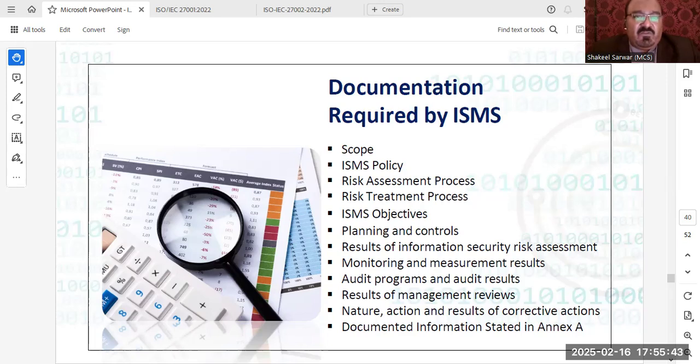Also, documentation should be structured to fit the size of the organization and type of activities. The scope, complexity of the security arrangements, and the system being managed, the nature and the extent of documentation should depend upon and meet the needs of the organization.